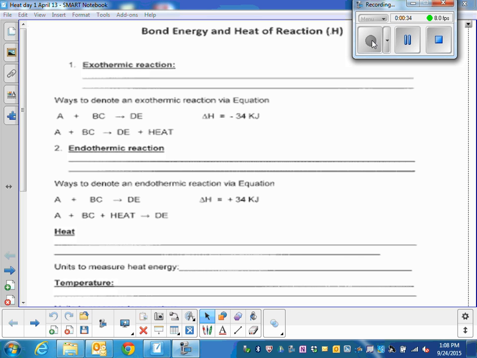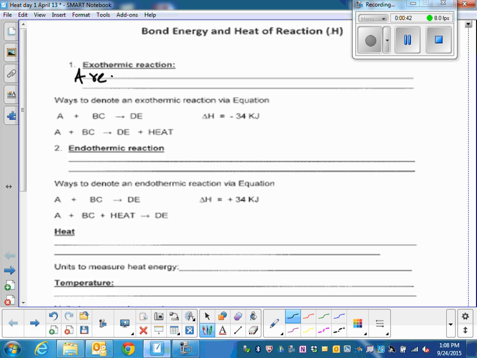What is it? Heat goes out, heat exits. So write down a reaction in which heat is released.